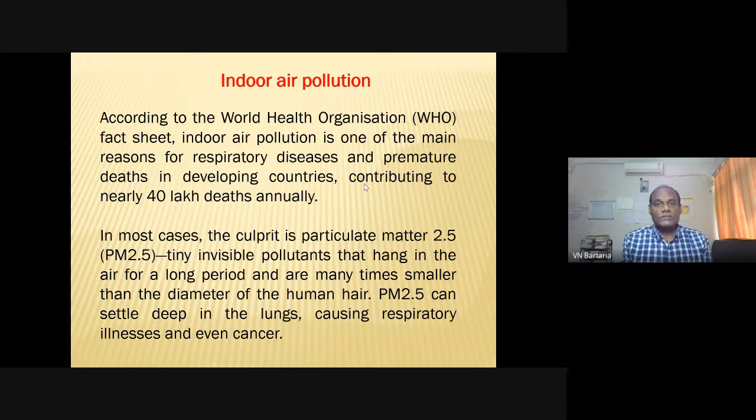So heart diseases, lung diseases, poor indoor air quality is contributing to those diseases. So it is an alarming situation where we need to have good indoor air quality by any means.